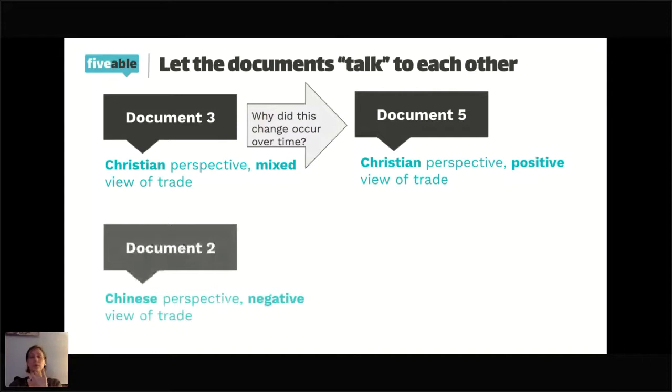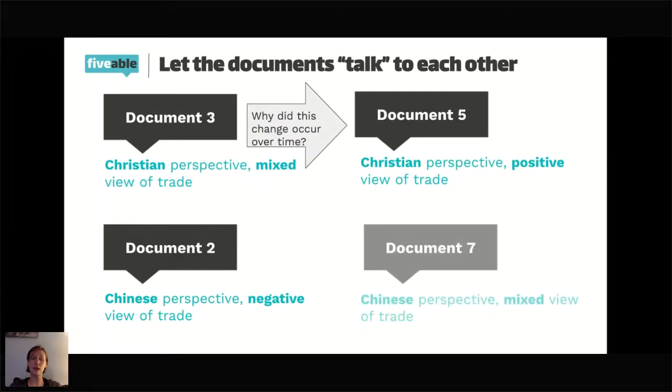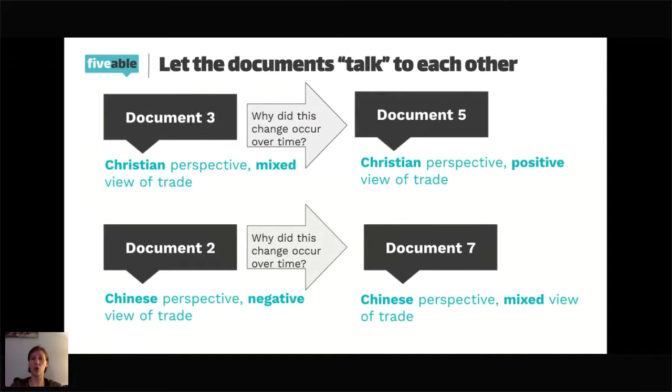Similarly, earlier in the DBQ, document number 2 has a Chinese perspective, and it's a very negative view of trade and of merchants. By document 7, it's another Chinese perspective much later in the time period with a more mixed view of trade. There are some negative pieces, but also some allowances for trade to happen. And again, why did this change occur over time?